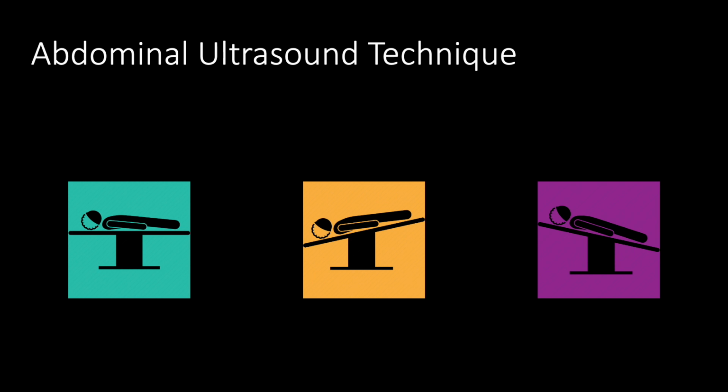Patient positioning is similar to other ultrasound exams, meaning that we're generally going to have our patients supine, and we'll be positioned on the right side of the patient, machine on the right side of the patient, with the probe in our right hand for most right hand dominant people.